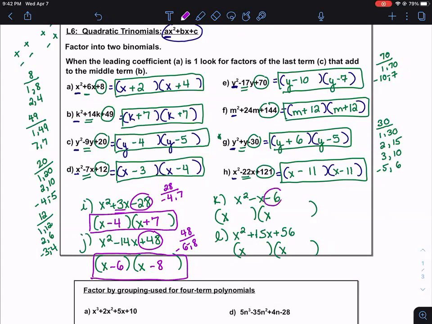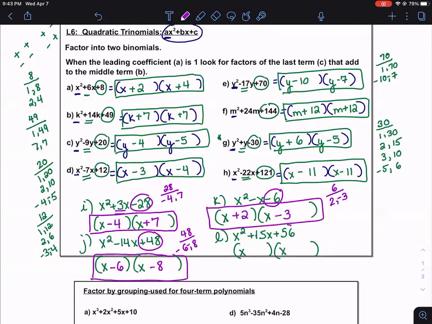For K, we're looking for factors of negative 6 that add to negative 1. 1 and 6 will never get me to 1, but 2 and 3 will. If 2 is positive and 3 is negative, they will become negative 1. So x plus 2, x minus 3.